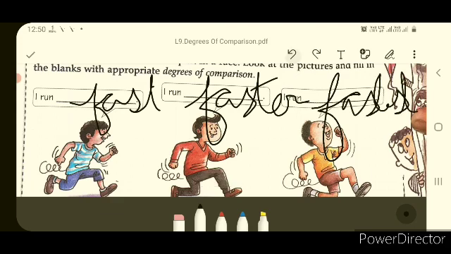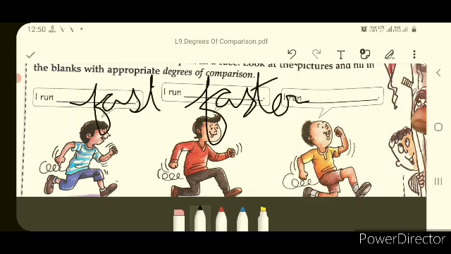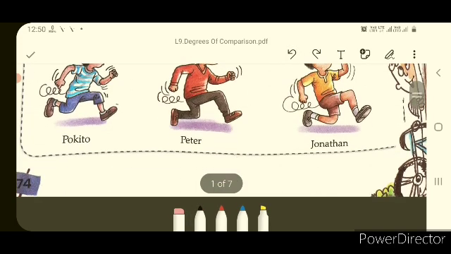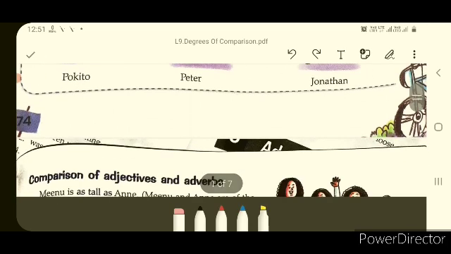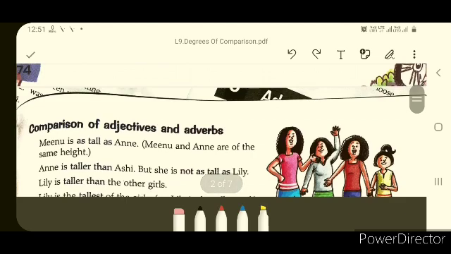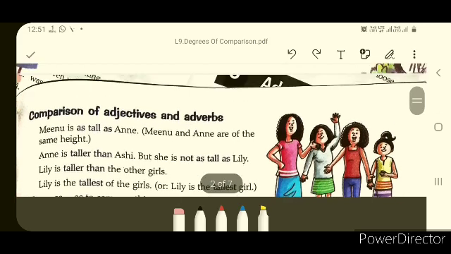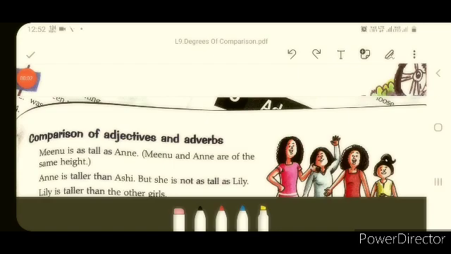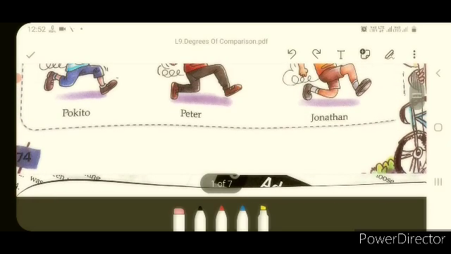Tall, taller, tallest, sharp, sharper, sharpest, strong, stronger, strongest. These words basically I use for comparison between things, objects, or people also. So now let's begin the main lesson and see what it contains. I'll explain page by page. I hope you all are ready. So here we go. Comparison of adjectives and adverbs. Comparison of what and what? Adjectives and adverbs.